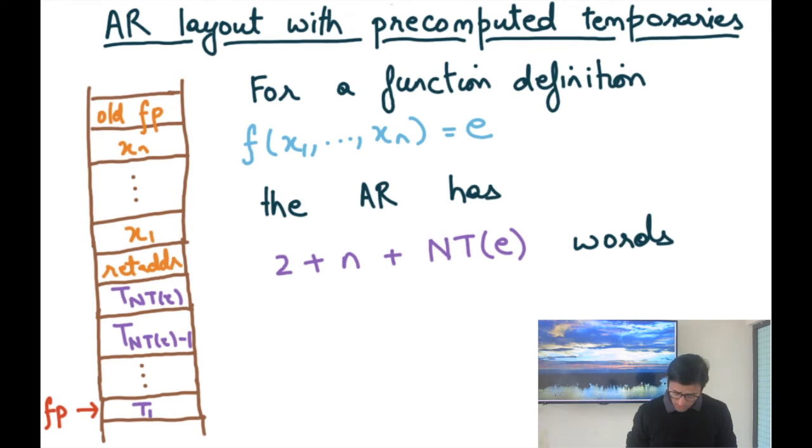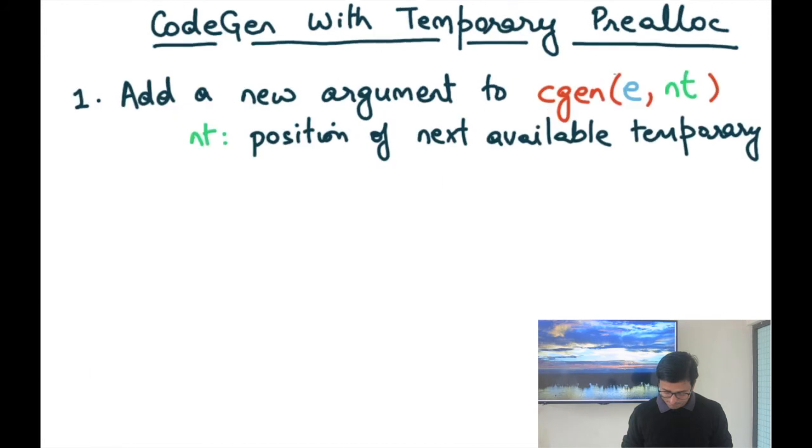All right. Okay, so for a function definition f(x1,...,xn) = e, the AR has 2 plus n, where n is the number of arguments, plus nt(e). So what is the number of temporaries calculated for e by our previous algorithm? That's the total size of the AR. This is in words. So in bytes, this will be multiplied by 4, right? So I'm assuming that each word is 4 bytes.